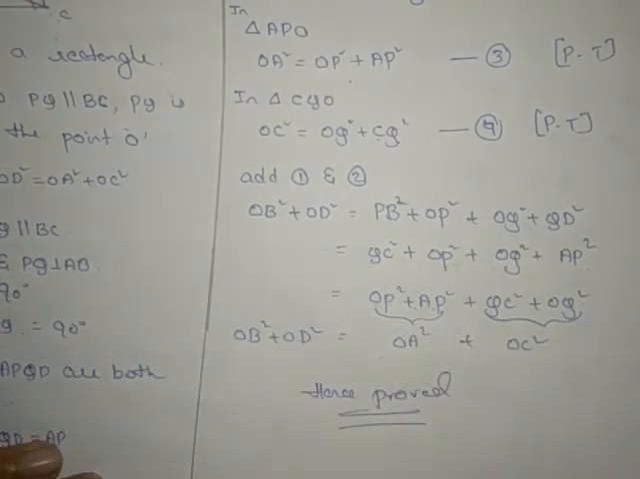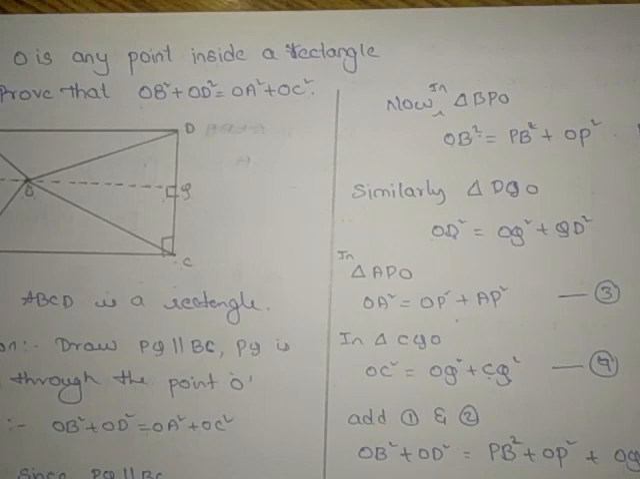Right? This completes the 14th example. Even all the solved examples are completed from the triangles chapter. In the next video we are going to solve exercise 2.5. Thank you.